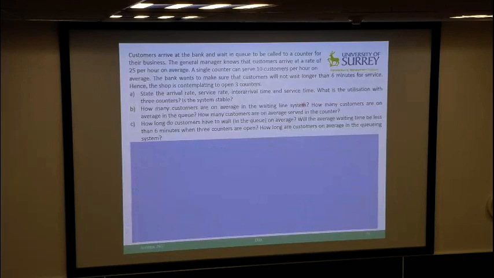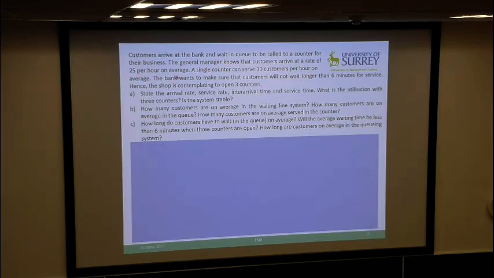Okay, let's move on to another question. This is a little more like our final exam questions. What if we have customers arriving at a bank? That's a very typical waiting line system, waiting in a queue to be called to a counter for their business. And the experienced general manager knows the customers arrive at a rate of 25 per hour on average.